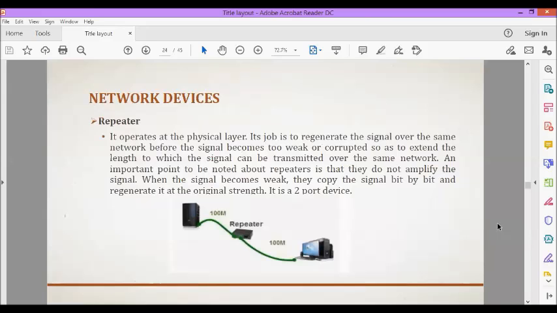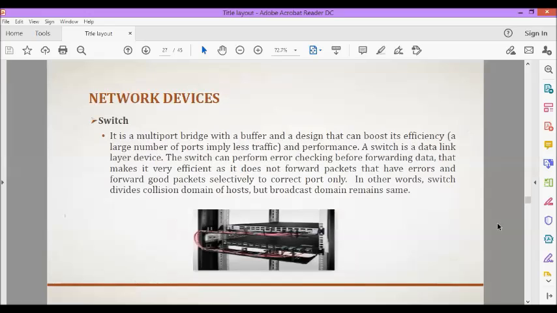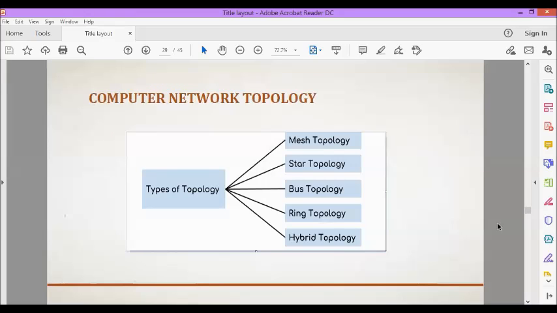For the different network devices, we have repeater, hub, bridge, switch, and routers. For the various computer network topologies, we have the mesh topology, the star topology, the bus topology, the ring topology, and the hybrid topology.